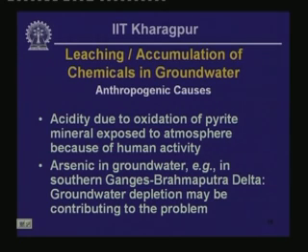Or arsenic in groundwater also could be released because of groundwater depletion, and researchers are not very sure about the extent to which lowering of groundwater in the Ganges Brahmaputra delta is causing the arsenic problem in West Bengal and Bangladesh.